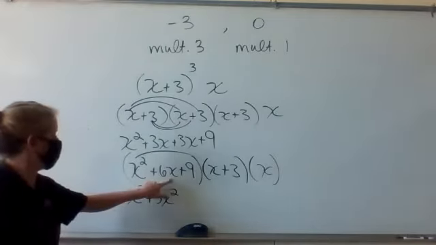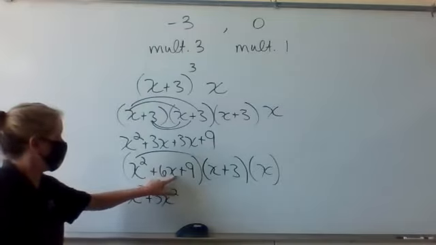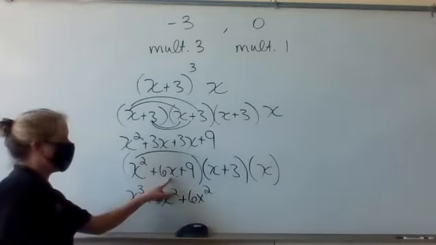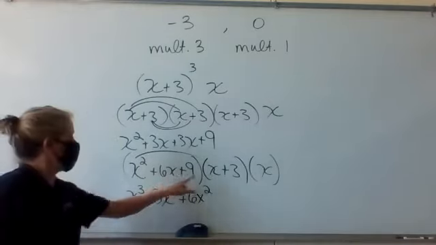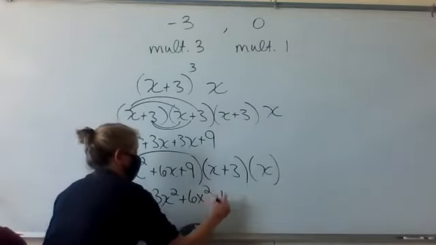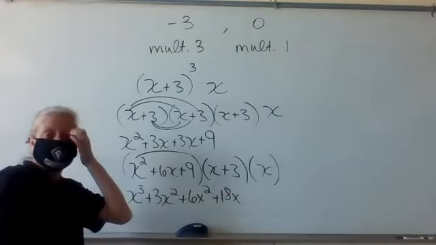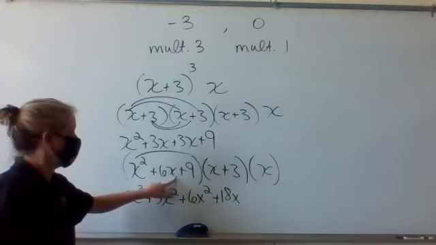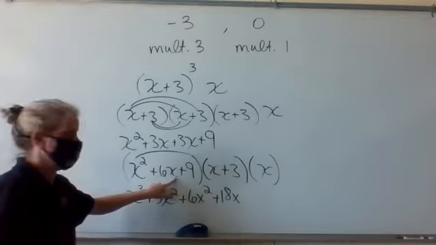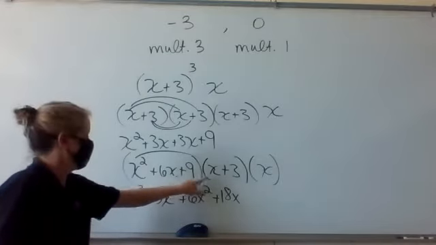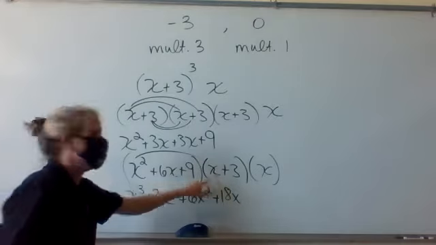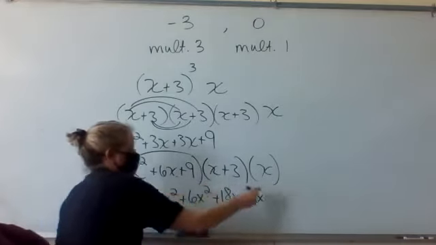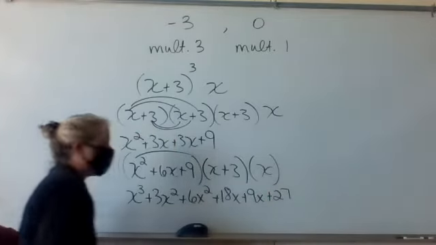I'm done with the x squared. Now I'll distribute this 6x. 6x times x is just 6x squared. 6x times positive 3 is positive 18x. I know how to multiply, I promise. Positive 9 times x is positive 9x. Positive 9 times positive 3 is positive 27.